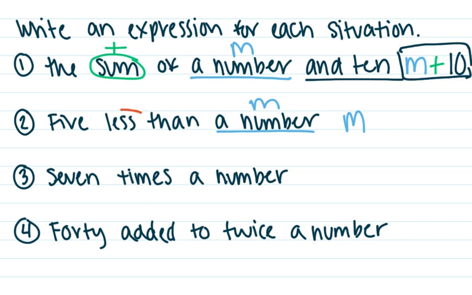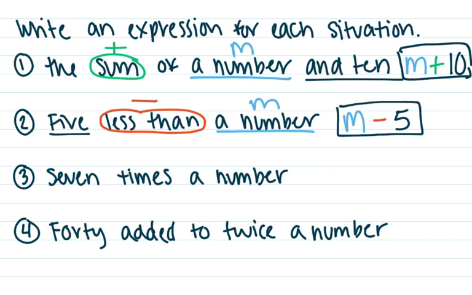So less than right here tells me that I'm taking away from something. I'm losing something. That is subtraction. So I am subtracting 5 is the number. So my expression is M minus 5.